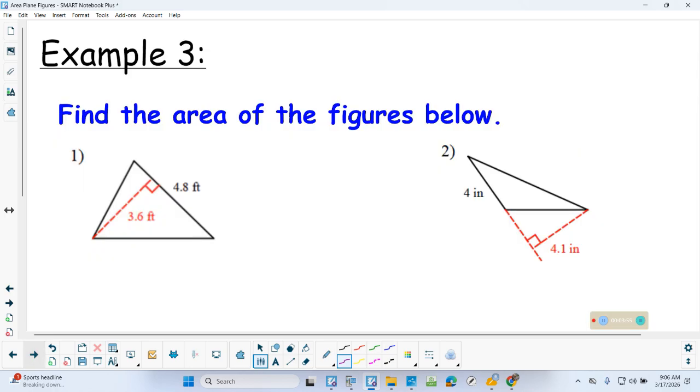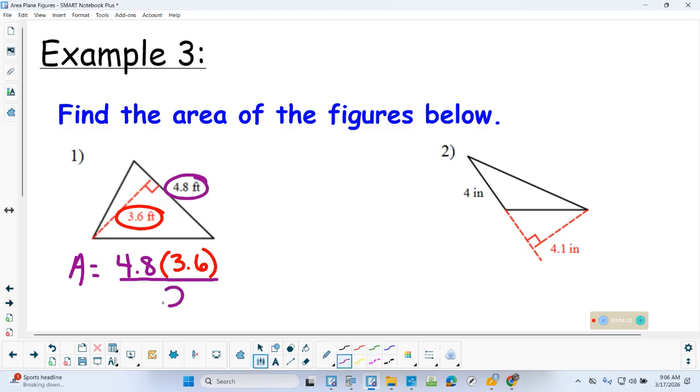All right, let's do it. So find the area of the figures below. Of course we're using our base times height divided by 2. So I can see our base here. We've got our 4.8. Our height is, mine's in red, of course yours won't unfortunately be. I know that that red segment is the height because it's perpendicular, and we are over 2.